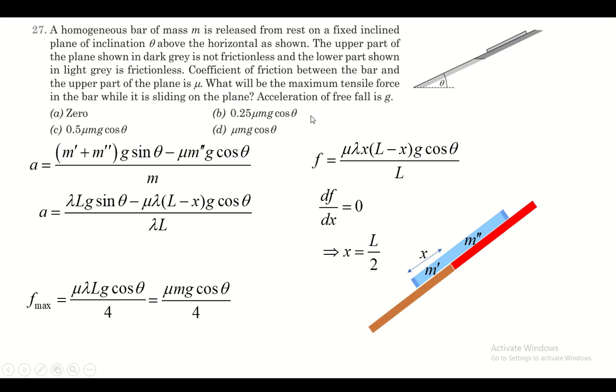Okay. So it's a nice question because in it we have to find two things. First, for a given x, where is the tension maximum? And second, for what value of x that tension is maximum.